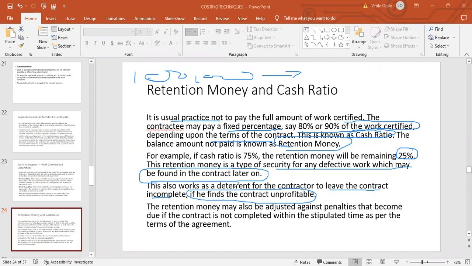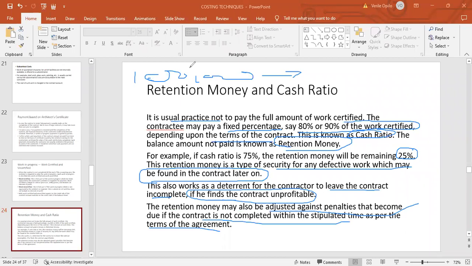You might find that also in the future, if now there are any problems that are found, then the retention money can easily be adjusted against any penalties that may become due if the contract is not completed within the stipulated time as per the terms of the agreement. That yes, even if you would have finished the contract, mmemalizana nayo, there's still going to be retention money that is held, then you'll be paid after some time.